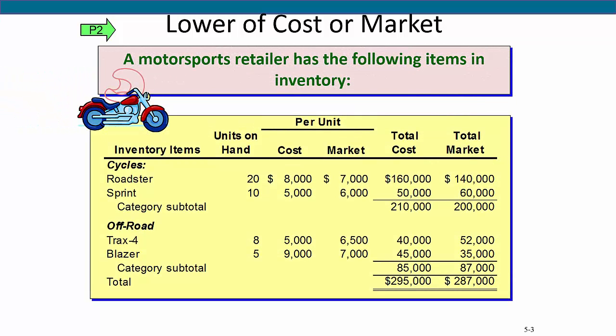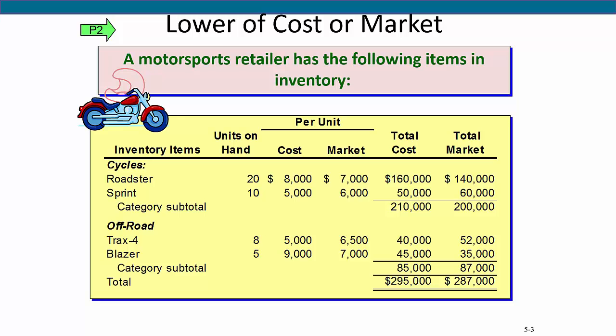Here's some information on inventory items of a motorsport retailer. Take a few minutes and review the information. The first indication of a problem is that total market is lower than total cost. We see 287 is less than 295. This would cause me, as a controller, to take a hard look at the different items in inventory. With the increasing use of technology, companies are applying a lower of cost or market to each individual item separately. And this is how we'll look at the example.